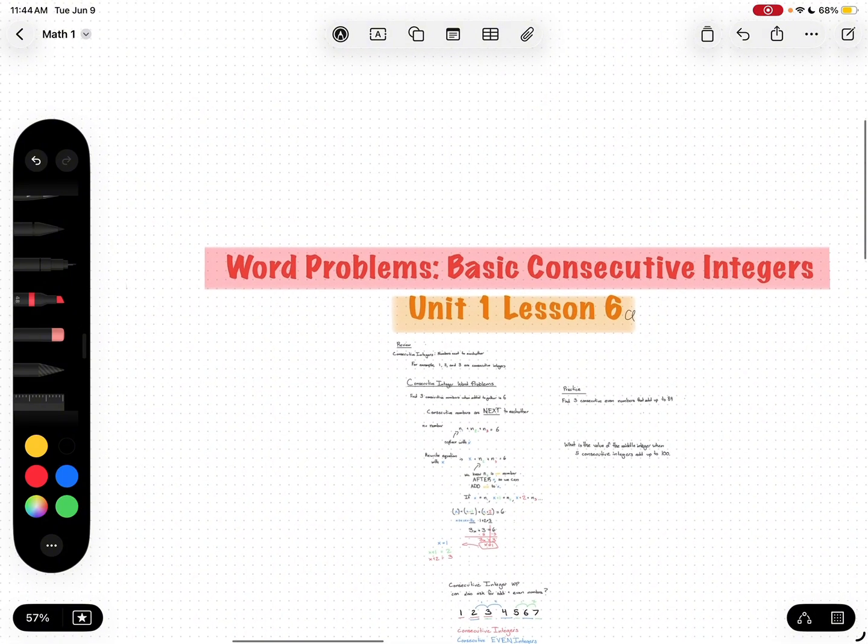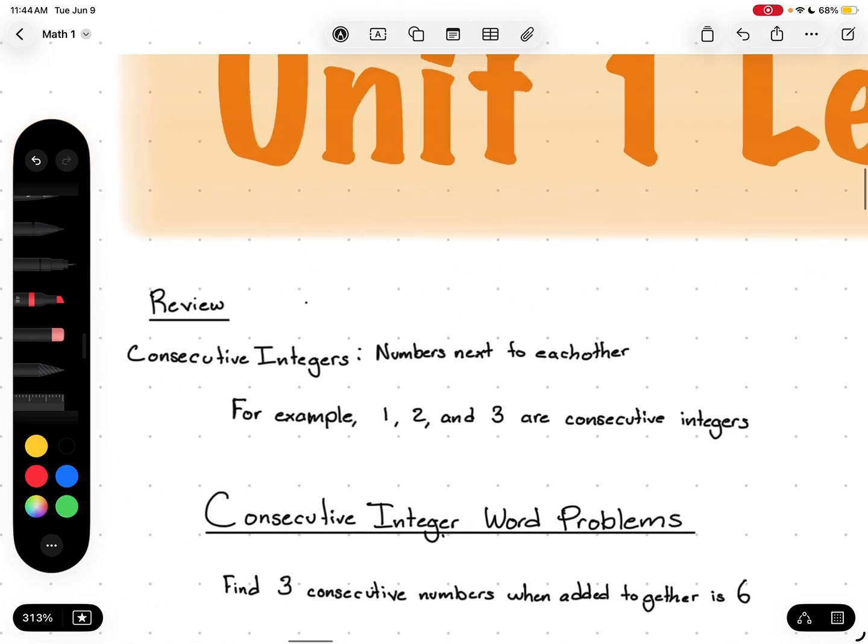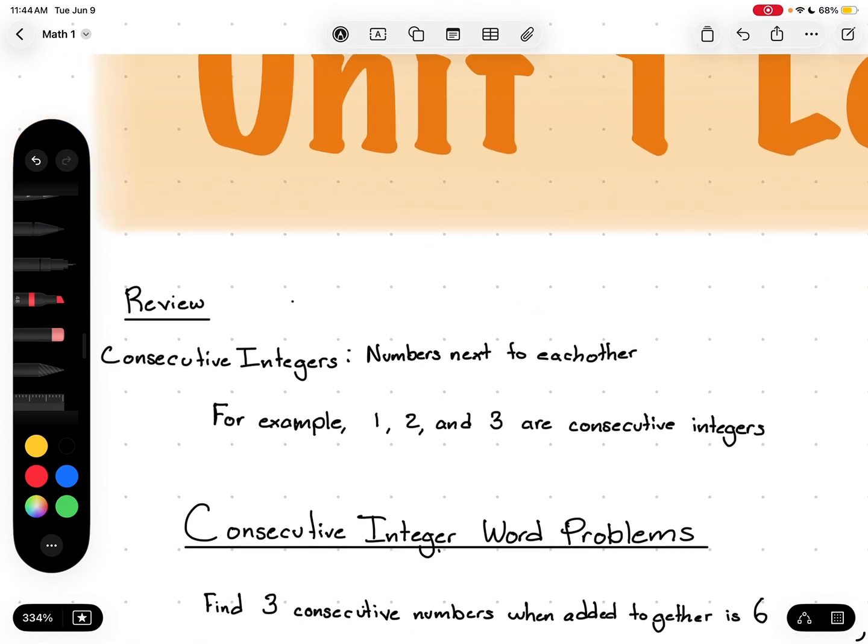So just some basic review. Consecutive integers means numbers next to each other. Consecutive means next to. So 1, 2, and 3 are consecutive integers because 1 plus 1 is 2, 2 plus 1 is 3. They're next to each other. On a number line, they're next to each other.